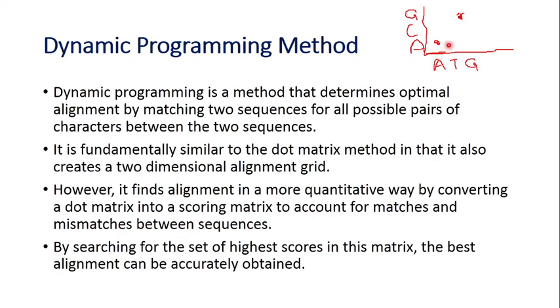In the case of the dot matrix, we only account for the matches between the sequences. In the dynamic programming method, we give some score for the mismatches also, and some score for the matches. We give a positive score for the matches and a negative score for the mismatches. Finally we check all the scores, find the highest score in this matrix, and from the highest score we find the alignment. This is about the dynamic programming method.